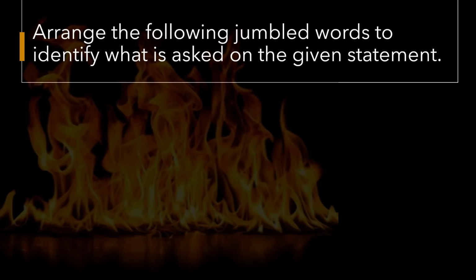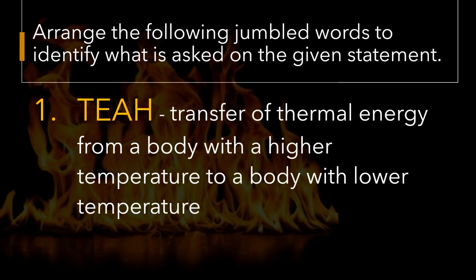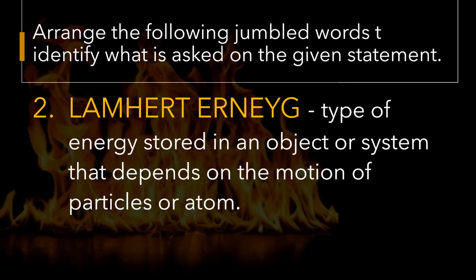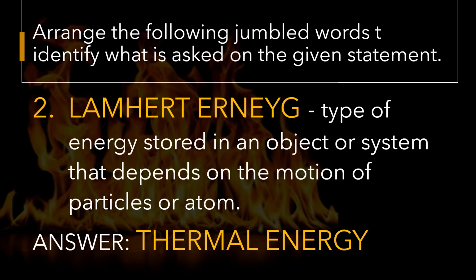Arrange the following jumbled words to identify what is asked in the given statement. Number 1. It is the transfer of thermal energy from a body with a higher temperature to a body with lower temperature. It is heat. Number 2. Type of energy stored in an object or system that depends on the motion of particles or atoms. It is thermal energy.